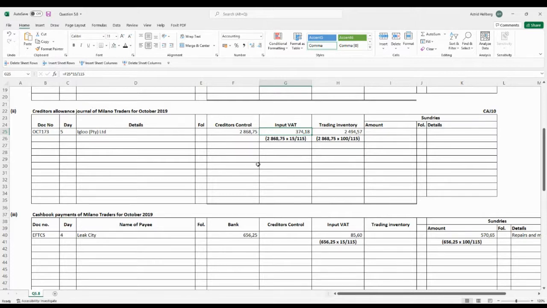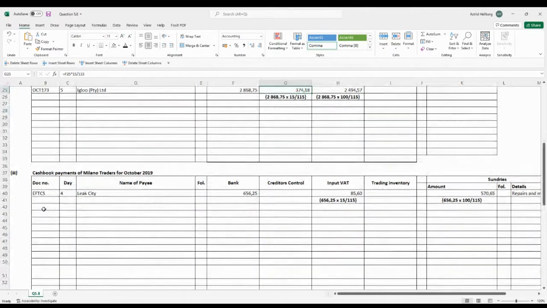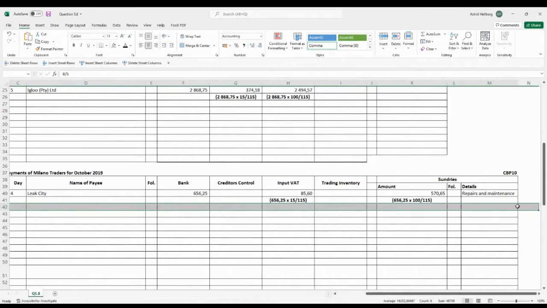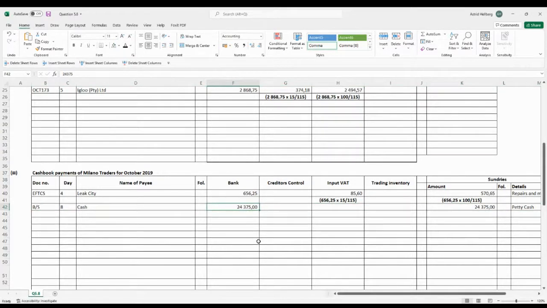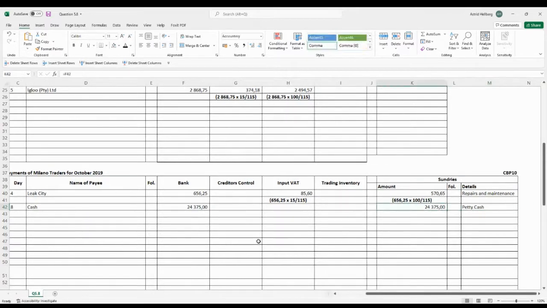Then on the 8th, we withdrew cash for petty cash. So that is in your cash book payment. So this is the cash amount, so that would mean there is no VAT implications. So we just showed the 24,375 and the same amount goes to petty cash with no VAT implication.